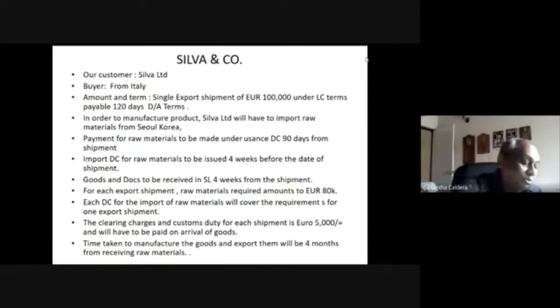Now we'll go for the export. Facility number 5. Export bill purchase facility.